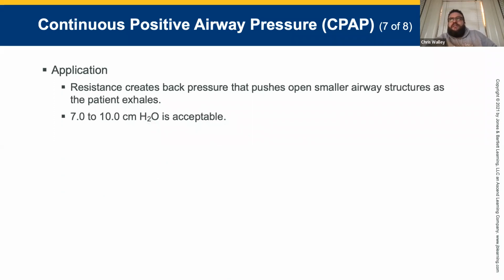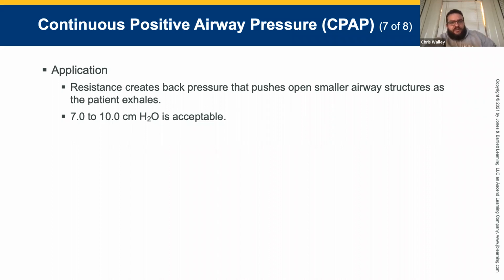So for the application of CPAP, some components of the CPAP unit: you have your generator, which is in the wall already. You have the mask. You have your circuit containing the tubing. You have the bacteria filter, a one-way valve. The CPAP generator creates resistance through the respiratory cycle. This resistance creates a back pressure into the airway that pushes open the smaller airway structures, such as bronchioles and alveoli, as the patient exhales.